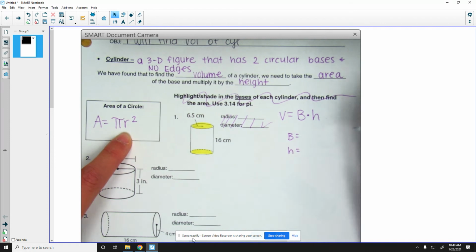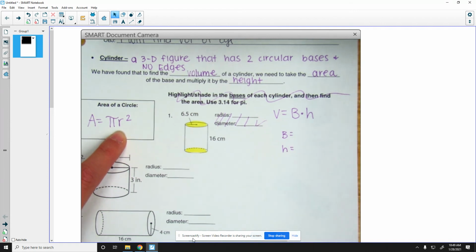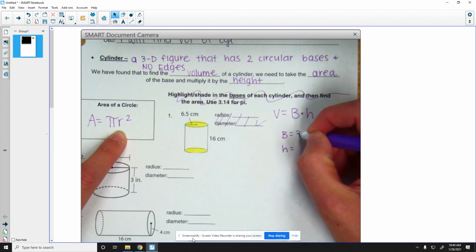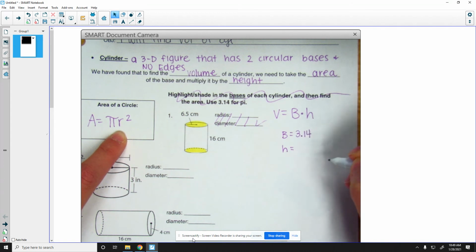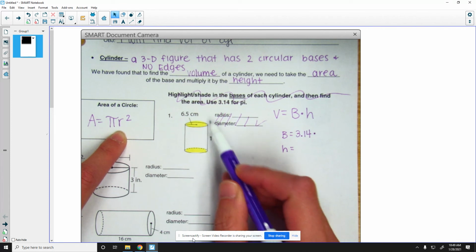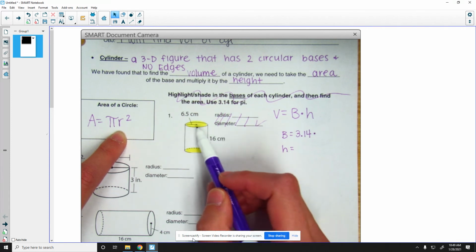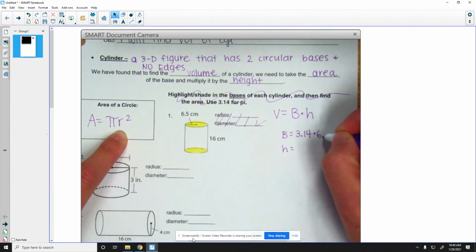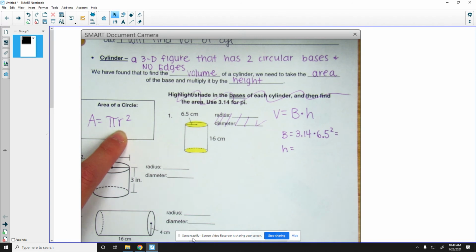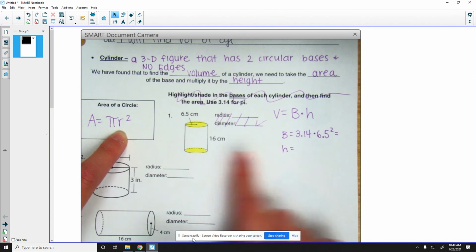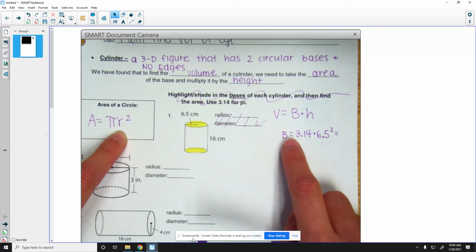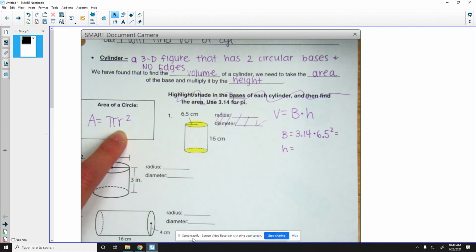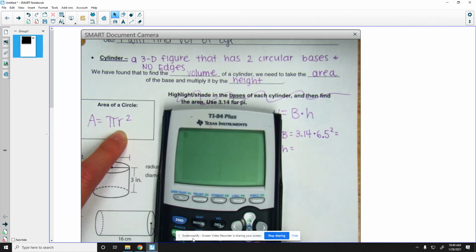So pi, does anyone remember the number for pi? Jema? 3.14. So it's pi times r. My radius, look at this picture. Radius always goes from center to side. So my radius is 6.5 and then squared. So that's how I find B. My B is not just a simple 6.5. No, it's all of this. But hey, you have calculators. Life is good.